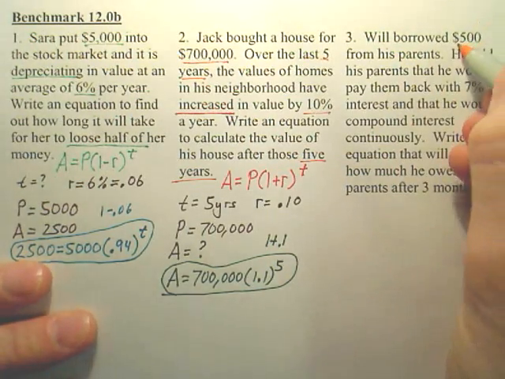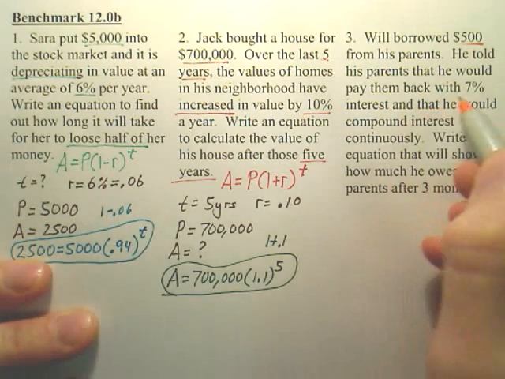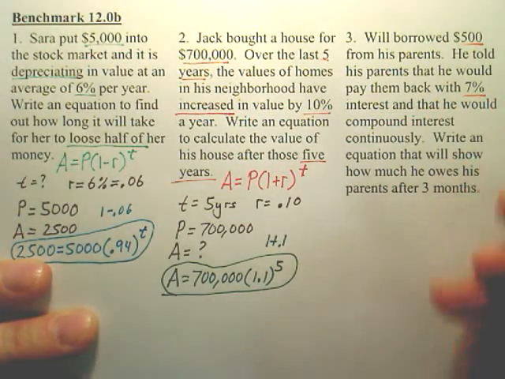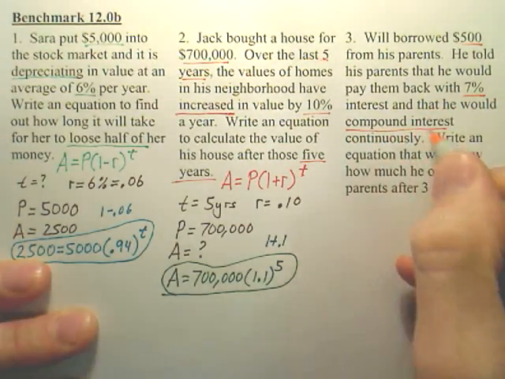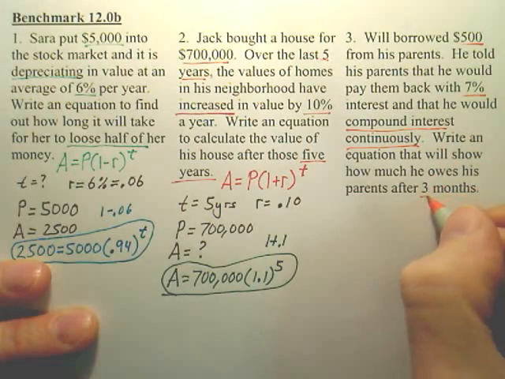Will borrowed $500 from his parents. He told his parents that he would pay them back with 7% interest and that he'd compound interest continuously. Write an equation that will show how much he owes after 3 months.